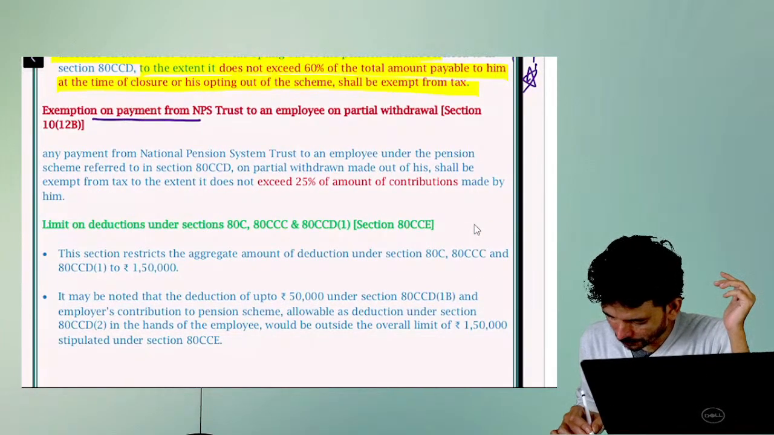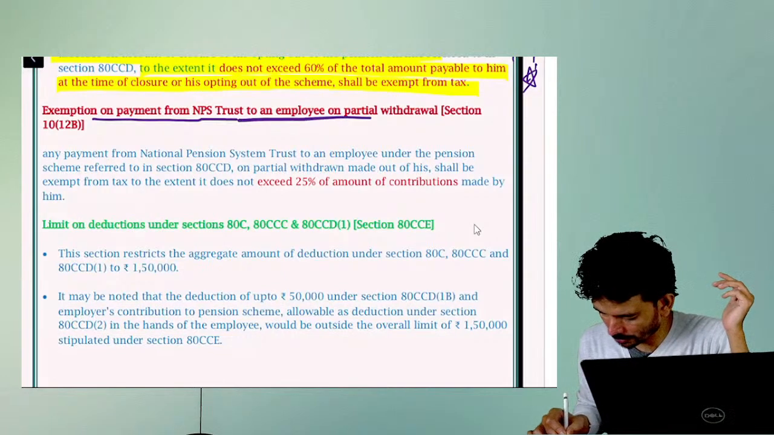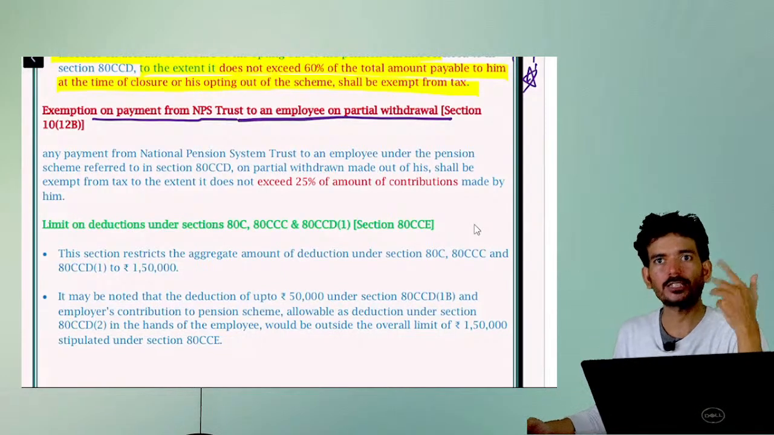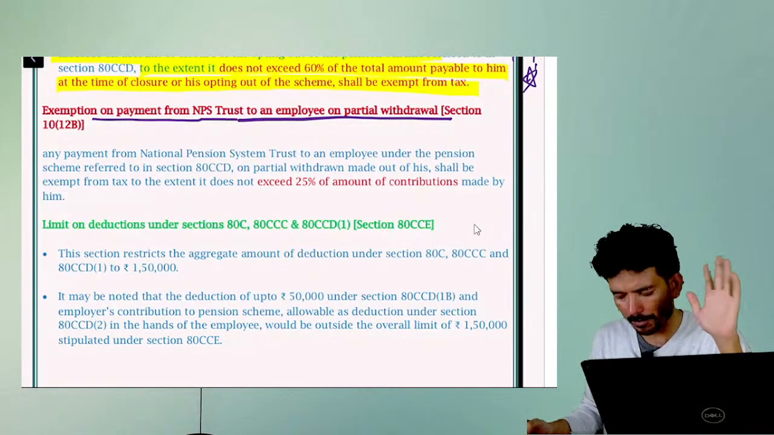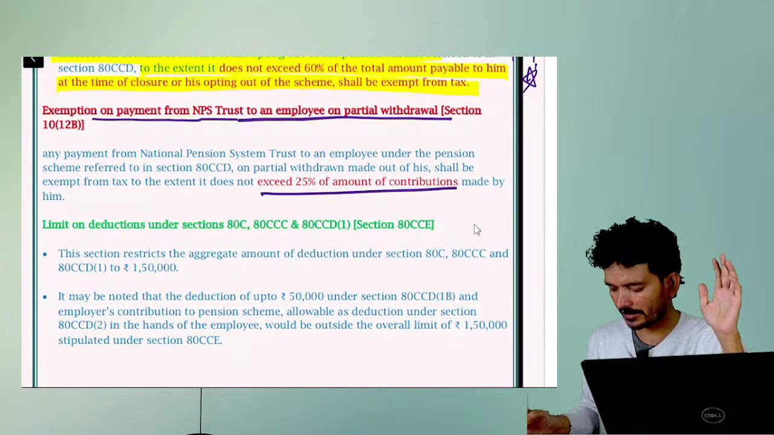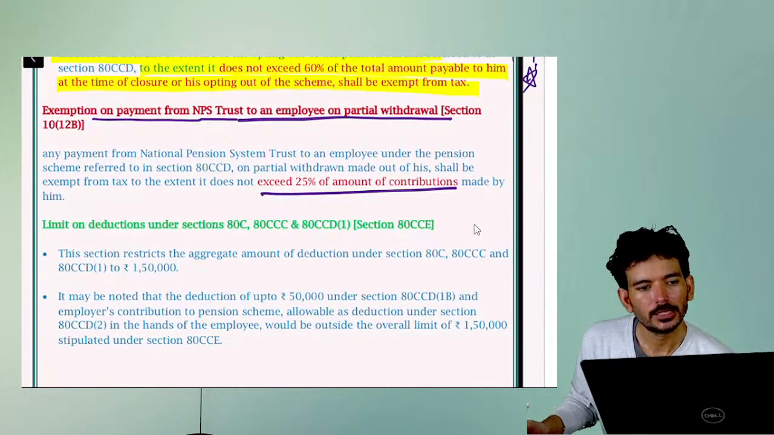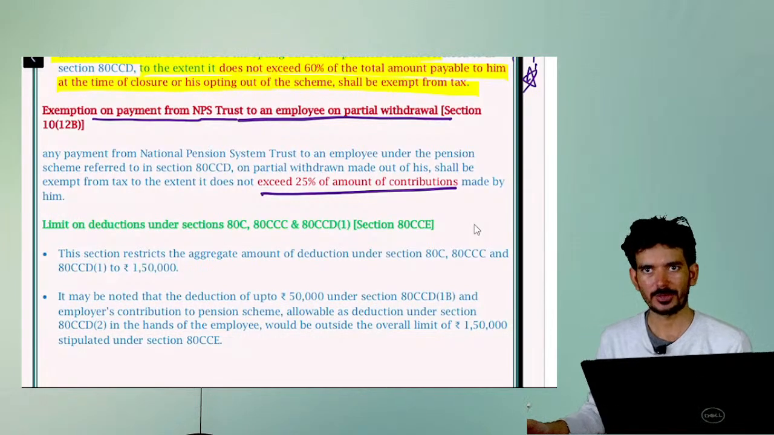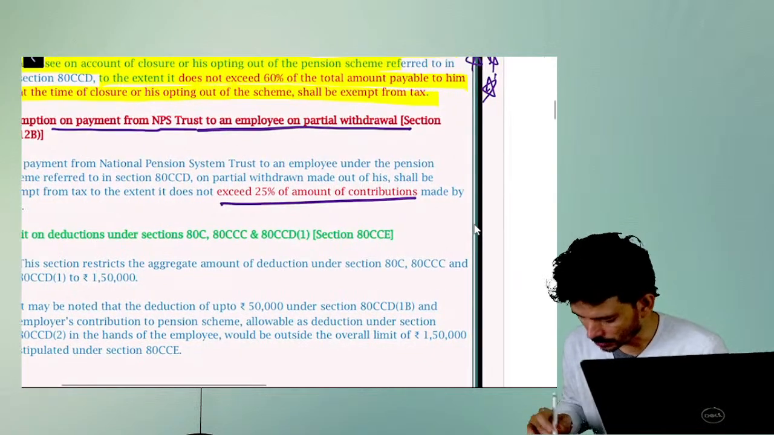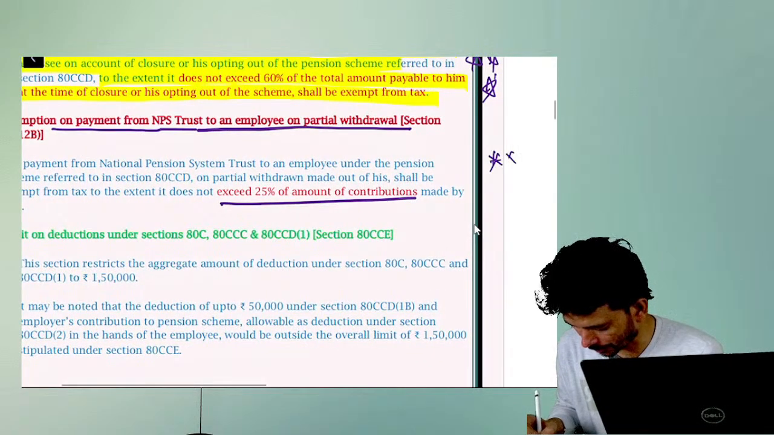Exemption on payment from National Pension Scheme Trust to an employee on partial withdrawal. So if you are partially withdrawing, not like complete withdrawal, only partially you are withdrawing, 25% of the contribution will be exempt, remaining 75% will be taxable. So this is also important from the examination point of view. So you can understand the difference between these two.